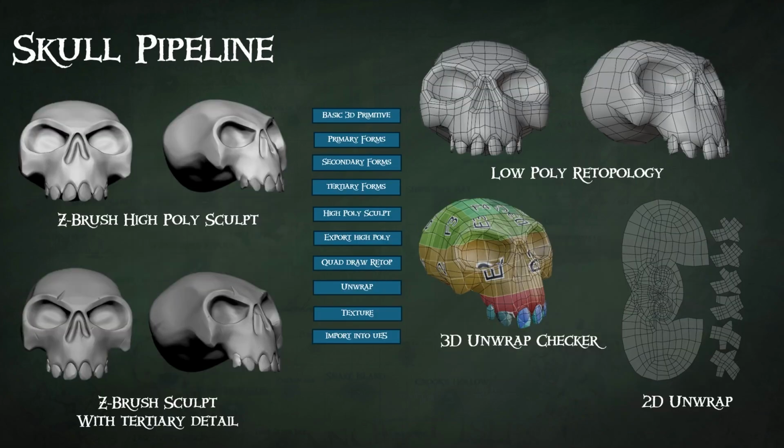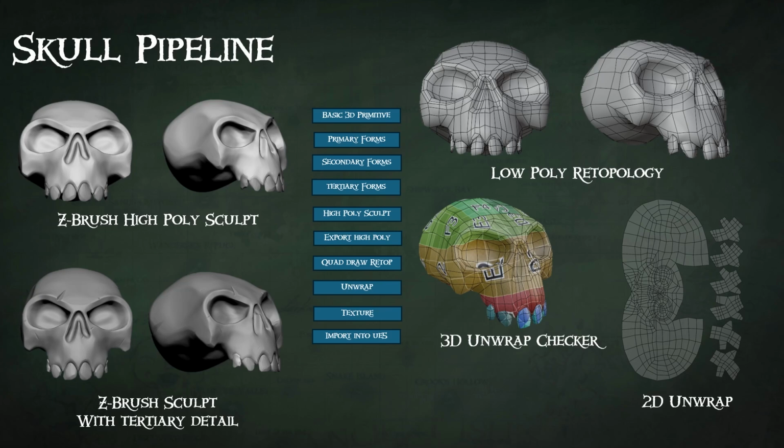With an organic asset like the skull, the process is a little different compared to other assets. Instead of starting with a low poly, the skull started as a sphere primitive inside of ZBrush and was molded into a rough shape, with only the primary forms defined. Once the primary forms were defined, I moved on to secondary and tertiary forms.